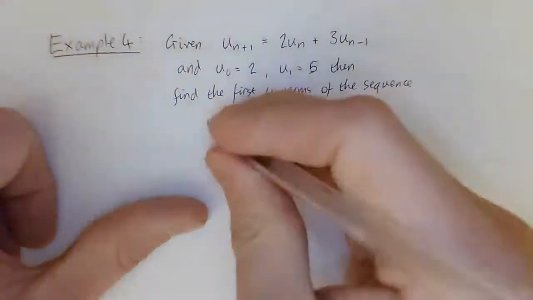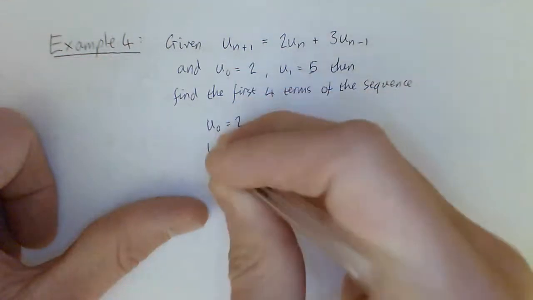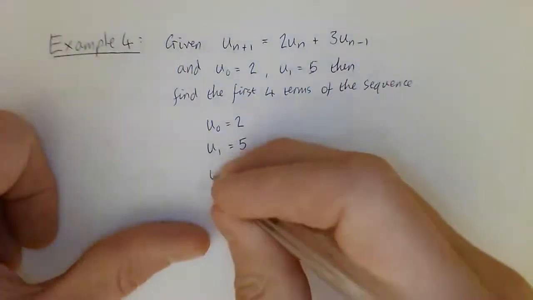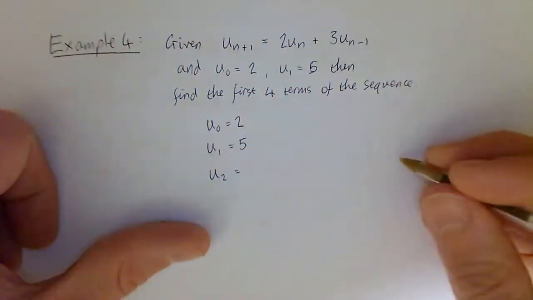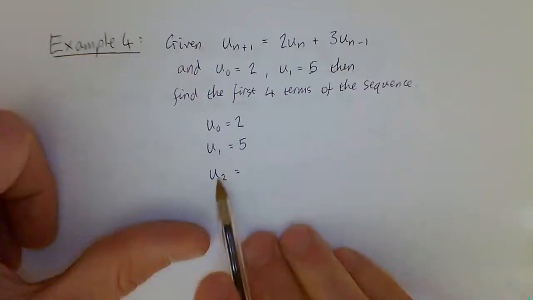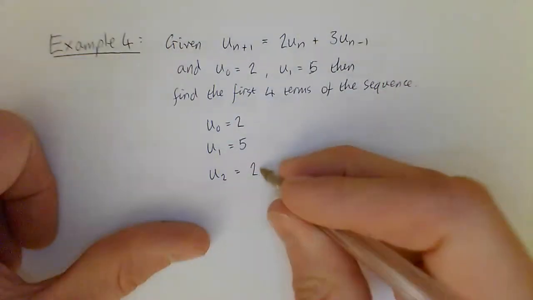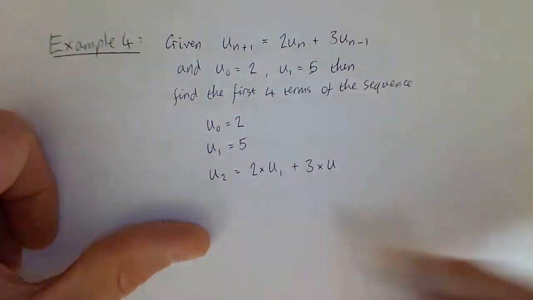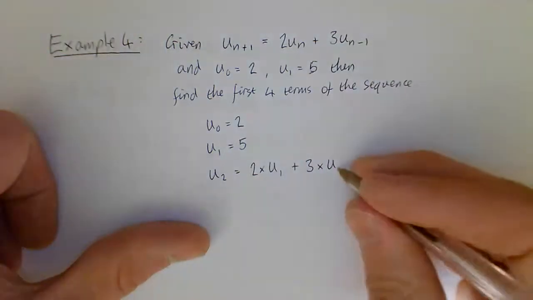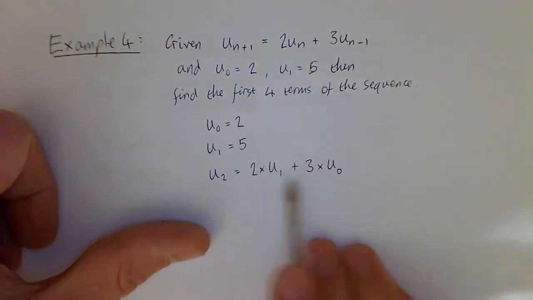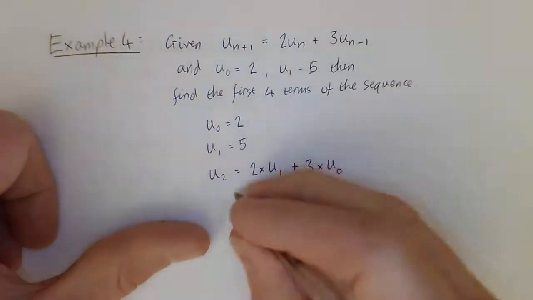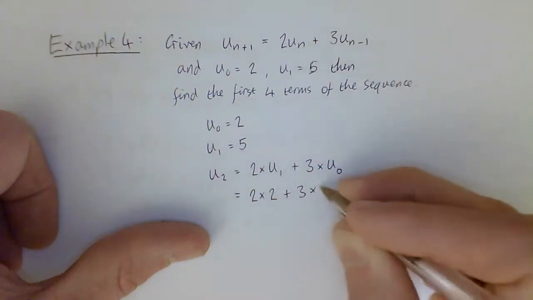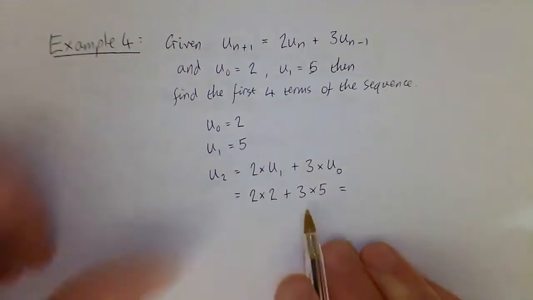We can deal with that. So here we have that U0 is 2, U1 is 5. Well, what's U2 going to be? Now here, n plus 1 is 2, so n must be 1. So that's the same as 2 times U1 plus 3 times U, and if n is 1, n minus 1 is 0. So it's depending on the previous term and the one before it.